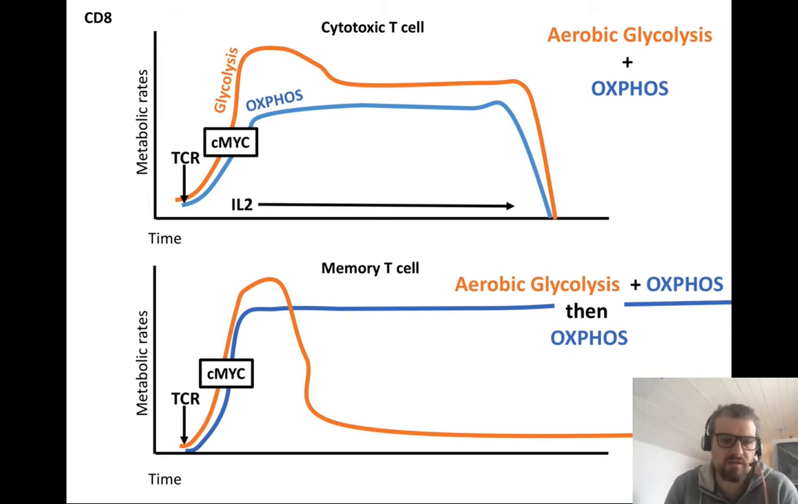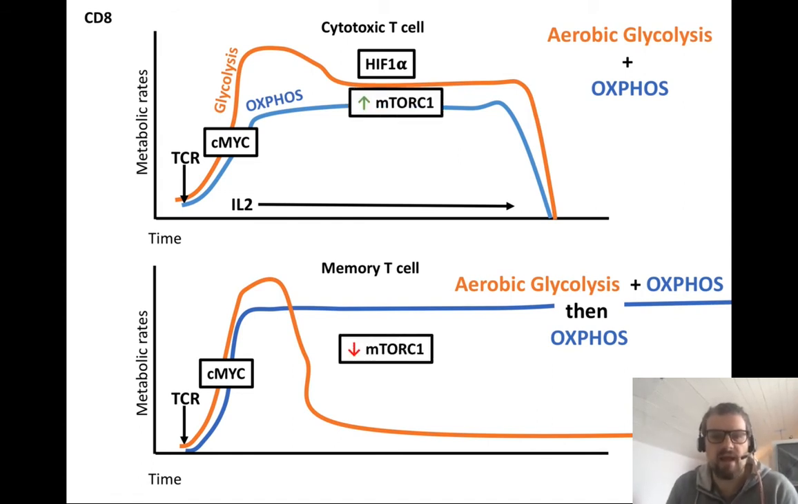Now, c-Myc is important in this initial triggering event where glycolysis and OXPHOS is increased. And then in your effector T cells, HIF1 alpha is important for the sustained glycolysis, this IL-2 dependent sustained glycolysis in these effector cytotoxic T cells. And mTOR is also important here in differentiation between your effectors and your memory cells. Your effectors maintain high levels of mTOR, whereas your memory cells, it's important that they downregulate mTOR at this point here to generate your memory T cells and to change your metabolism appropriately.